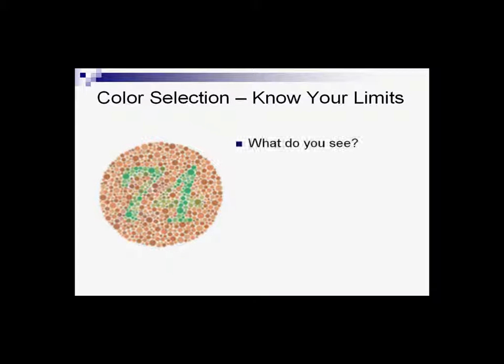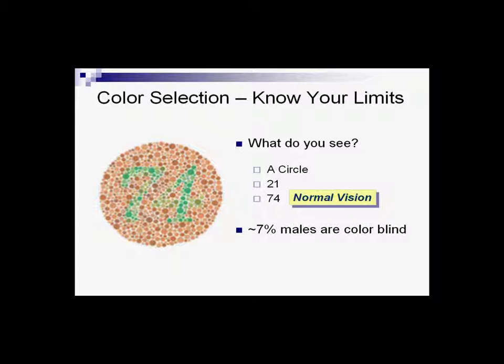When it comes to color selection, it's important that you know your limits. What do you see to the left of the screen? A circle, the number 21, or the number 74? If you see the number 74, you have normal color vision. About 7% of all males are colorblind to some degree.